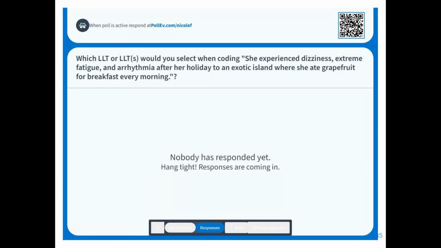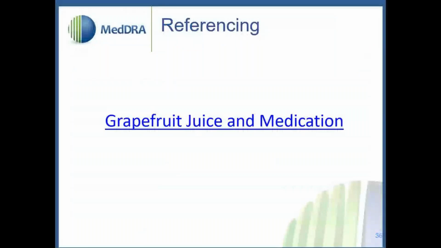Let me just get out of this. Okay, so the first thing I would do when I receive a verbatim like this is I would say, okay, I would like to reference this, right? I would like to see what is out there that I can at least get some additional information on. And my first thought would be, I know that grapefruit juice was either consumed, drunk, or eaten on this trip, right? When the person was away.